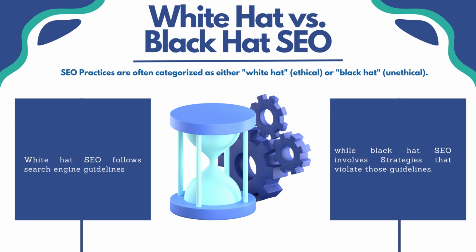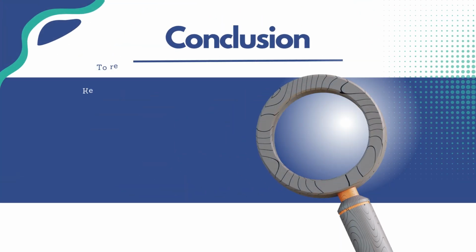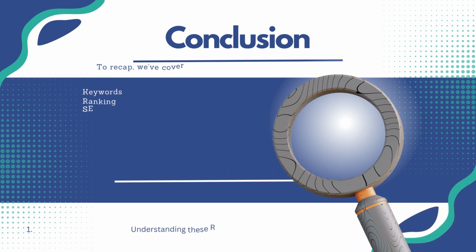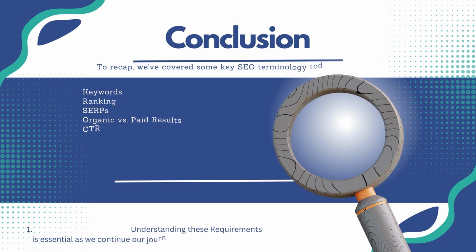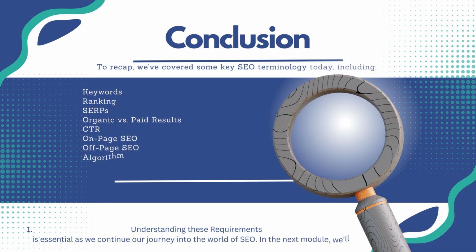Let's sum it up. In this video, we have covered keywords, rankings, SERPs, organic versus paid results, CTR, on-page SEO, off-page SEO, algorithm, white-hat versus black-hat SEO. Understanding these terms is essential as we continue our journey into the world of SEO. In the next module, we will explore the first practical step in SEO, effective keyword research.